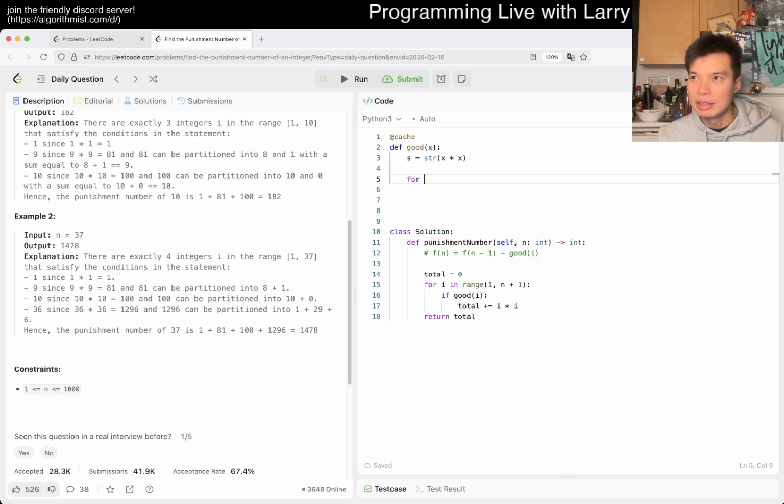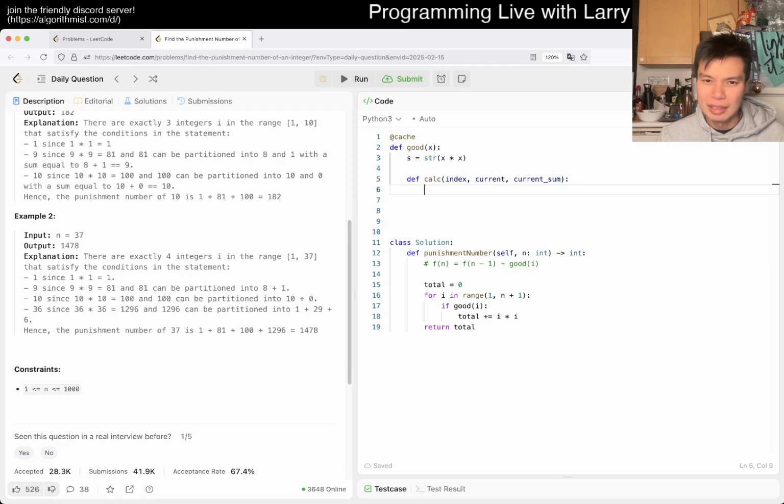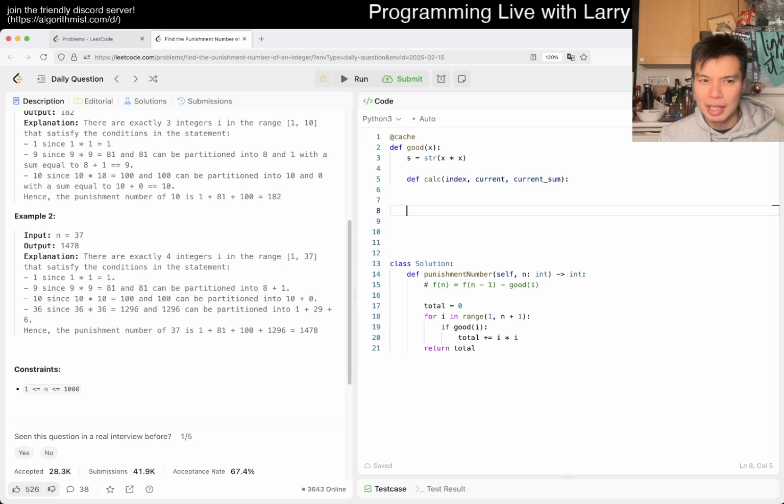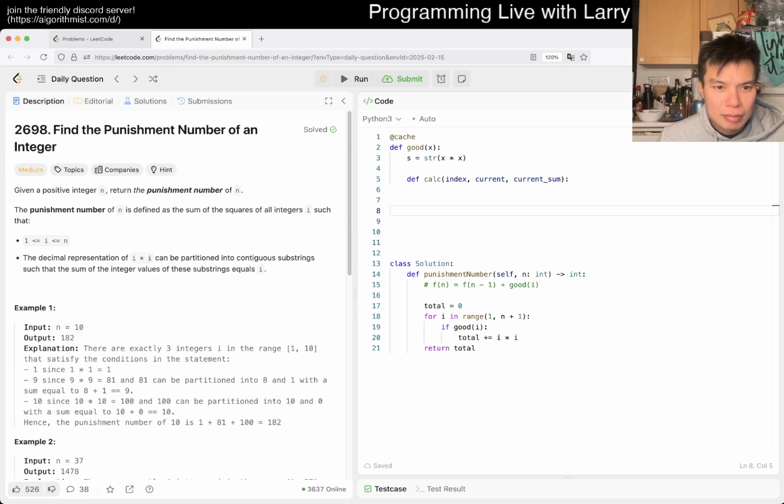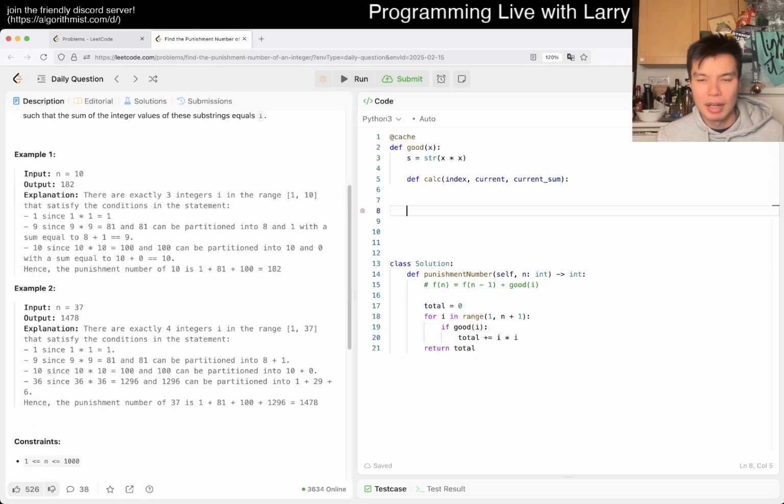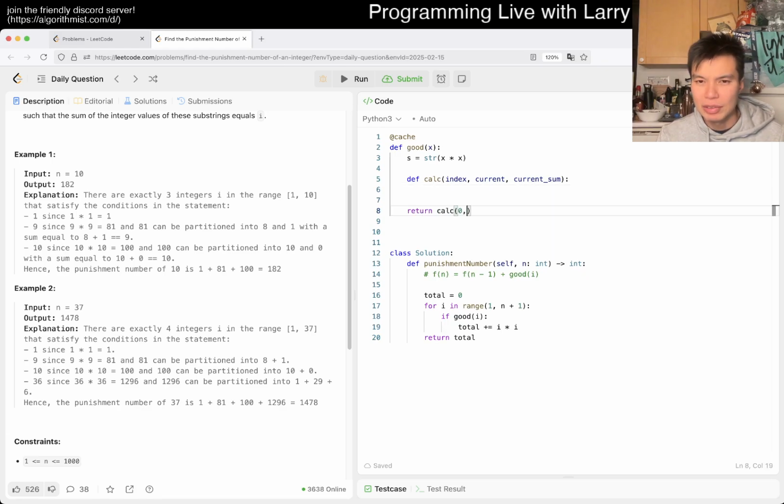And then now you can just do it one character at a time, right? So you have a function with maybe the index, and then the current sum, and then the current pending number, right? Something like that. And then here we're going to return calc 0, 0, 0, right? Pretty straightforward.